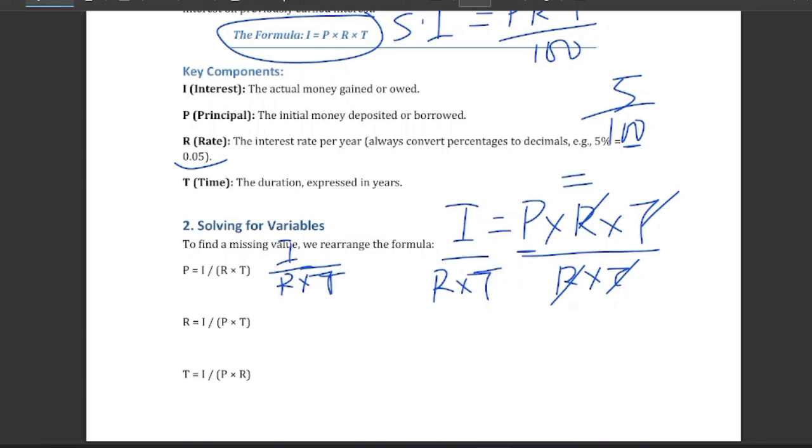If it is the rate you want to find, you divide both sides by P and T, so that means R equals I over P times T. I hope I'm making sense. Then if it is T you are asked to find, divide both sides by what? P times what? R. That is, T equals I over P times R. So that is how to rearrange the formula whenever you are asked to find other variables.